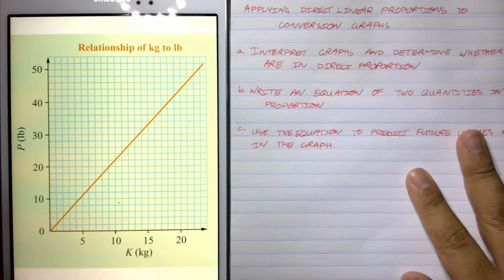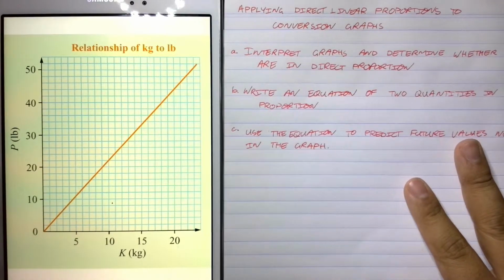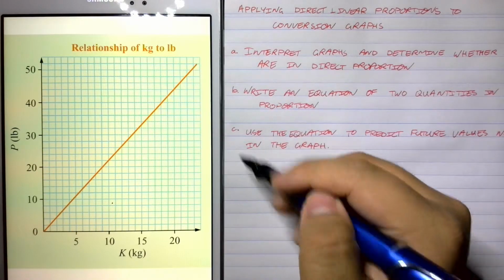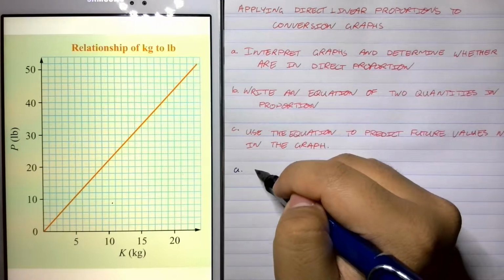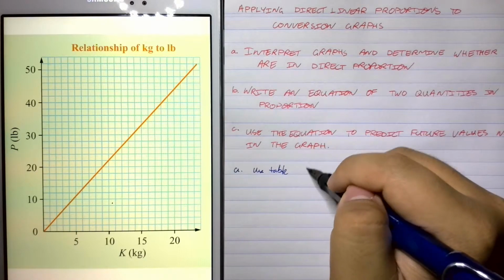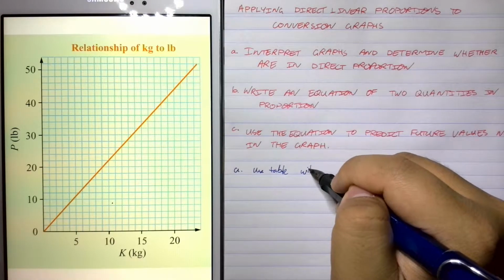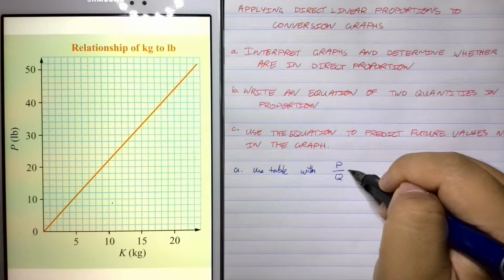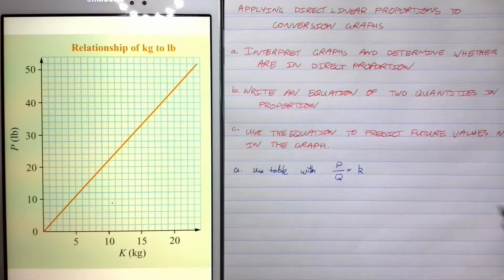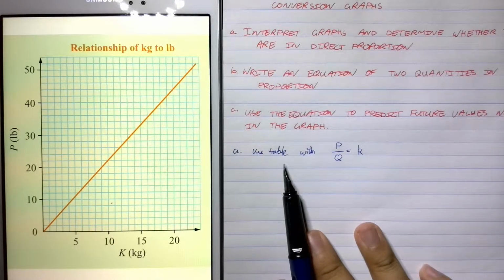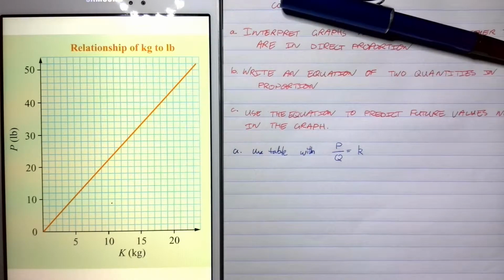So the first part we're going to be doing, part A, is creating a table. We can use the values in the graph, with the idea of P over Q equals K. But in order to get here, we first need a table of values. Let's get straight into it.